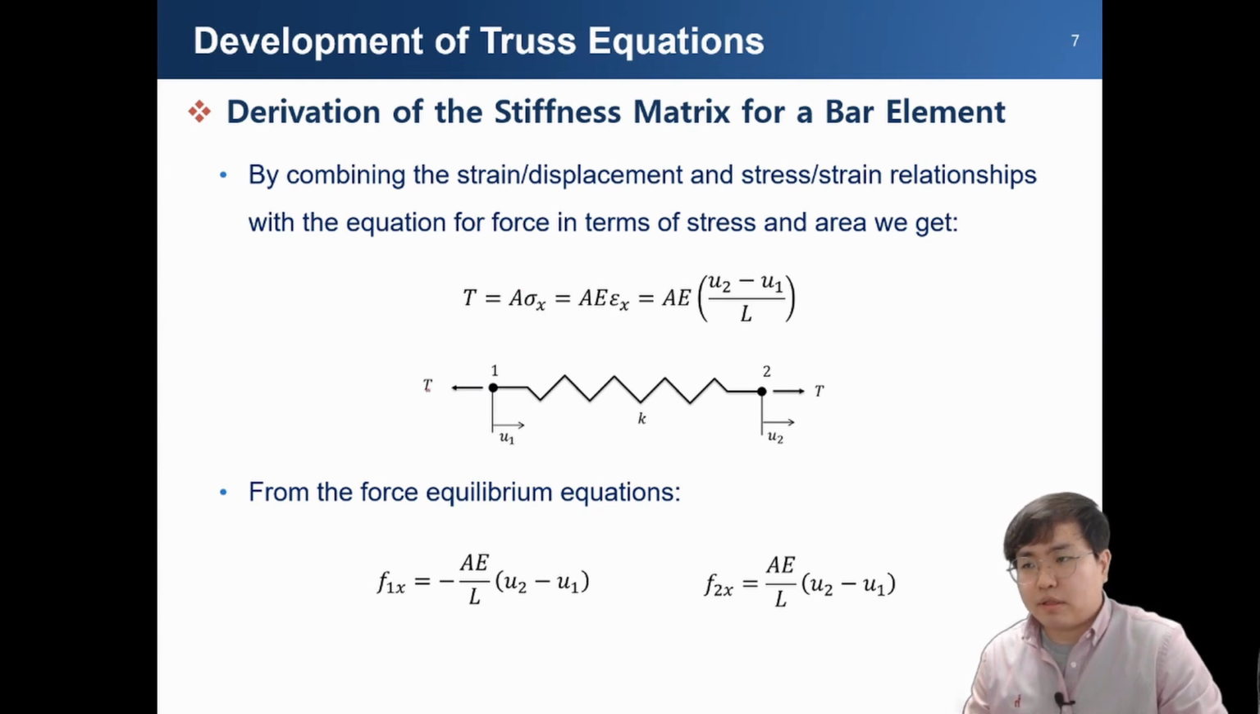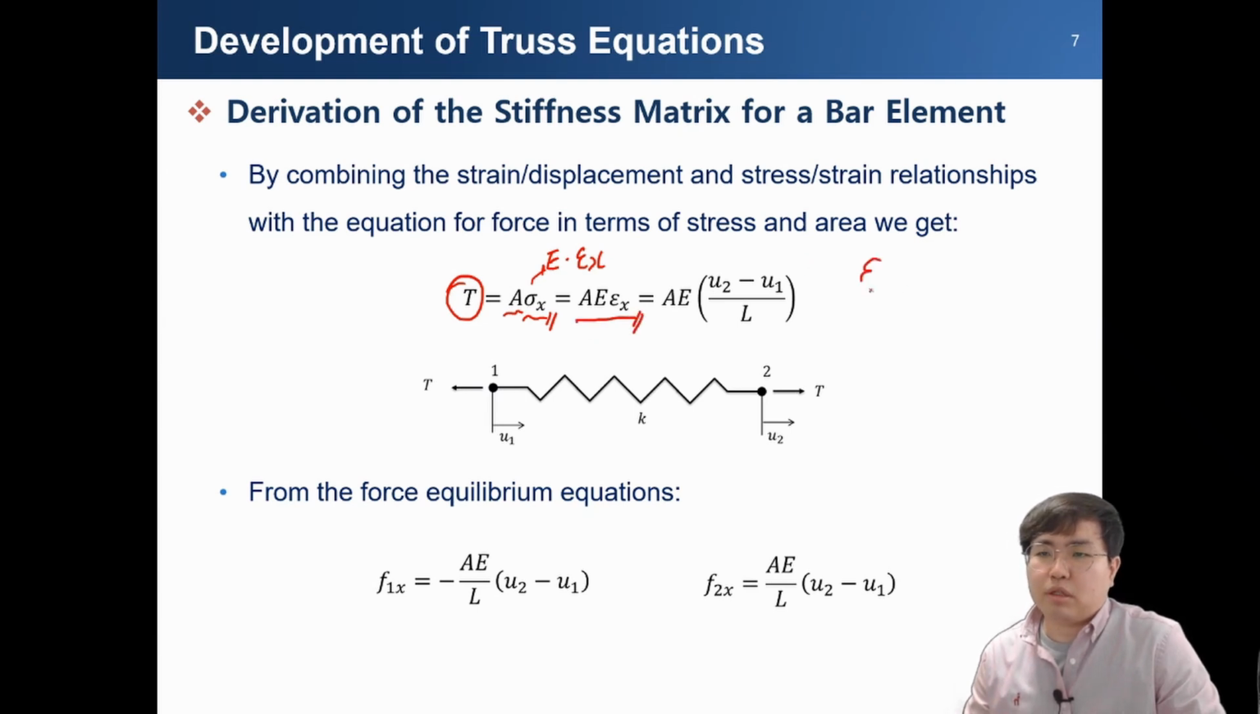Here T is the force on the truss system, and this force is equal to the cross-section area multiplied by the stress. And stress follows Hooke's relationship, which can be expressed with Young's modulus and strain. We only handle the strain in the axial direction, so we obtain this kind of relationship.